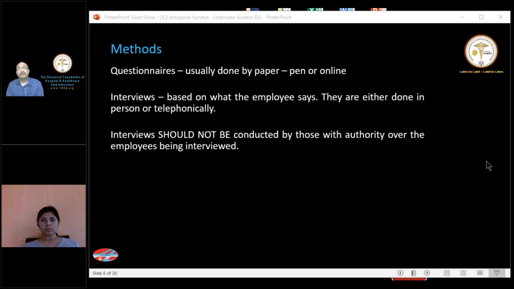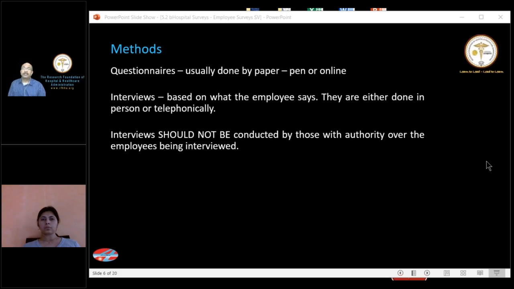The other method of employee surveys is the interview. These again can be structured interviews where you have fixed questions that are asked and the responses are recorded, or you could have unstructured interviews. This can be done in person or telephonically. However, at least in our country, I have not seen very many organizations getting into a telephonic kind of employee survey. So the popular ones are the questionnaire and then the interviews.